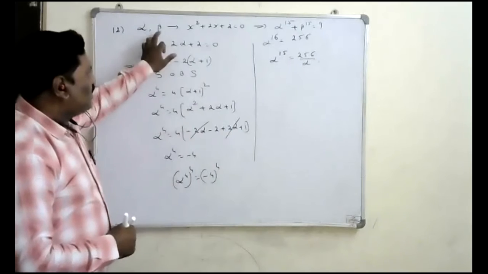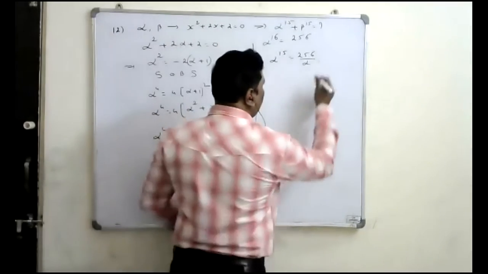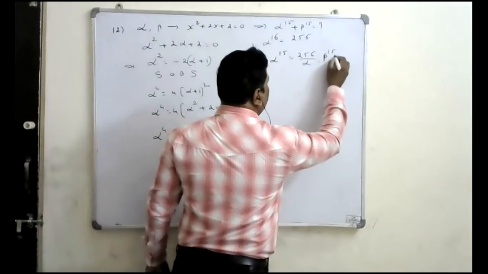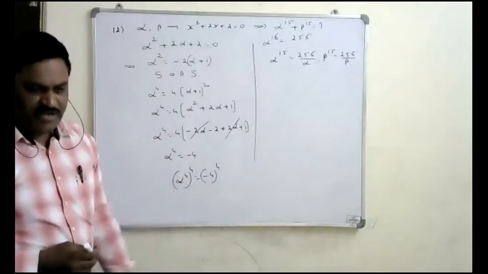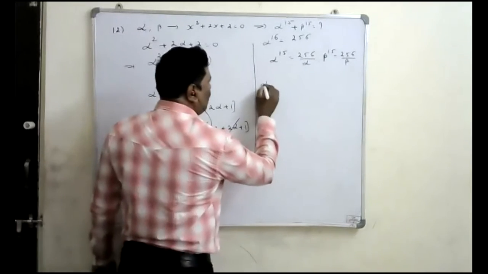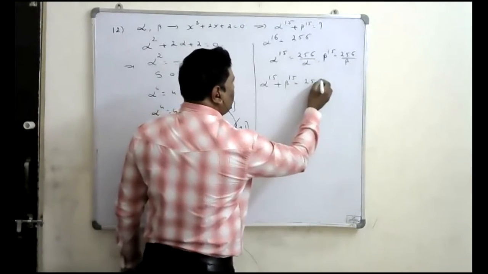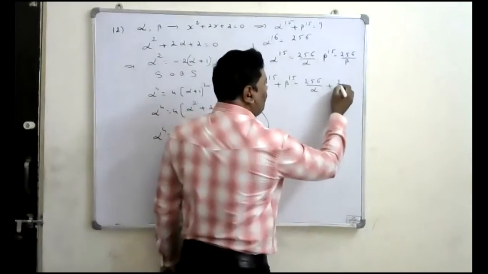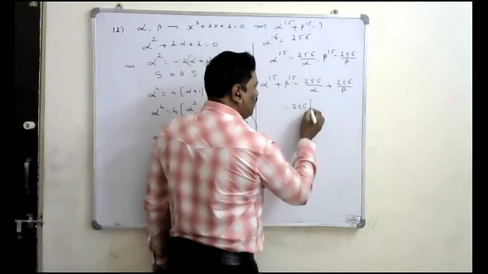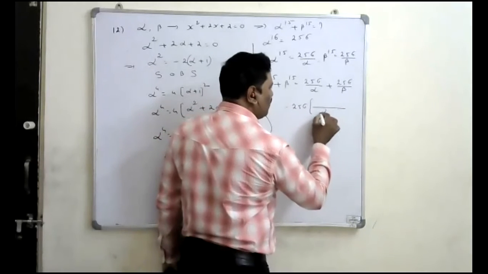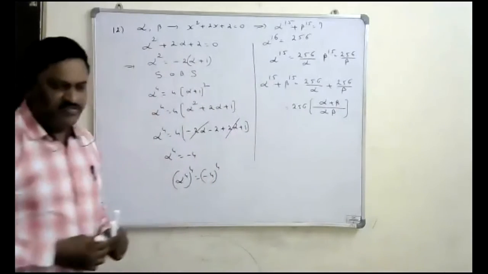Similarly, beta is also a root of that equation. If we follow the same procedure for beta, we get beta power 15 equal to 256 by beta. This is the value of beta power 15. Now if we add them, alpha power 15 plus beta power 15 is equal to 256 by alpha plus 256 by beta. From this I can take 256 common, and 1 by alpha plus 1 by beta, whose LCM is alpha beta, gives in the numerator alpha plus beta.